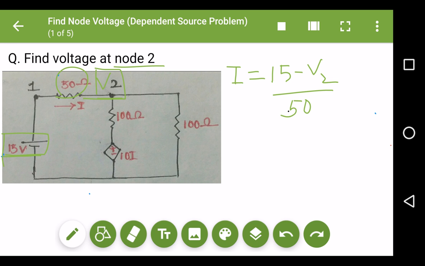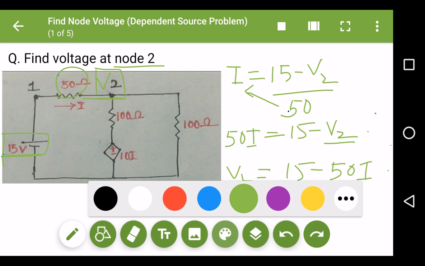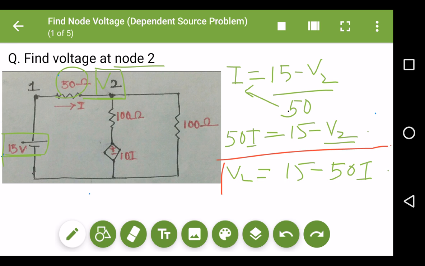I will take the 50 to the other side of the equals sign, which becomes 50 I equals 15 minus V2. What I need to find is the value of V2. So V2 equals 15 minus 50 I. This is the value of V2.